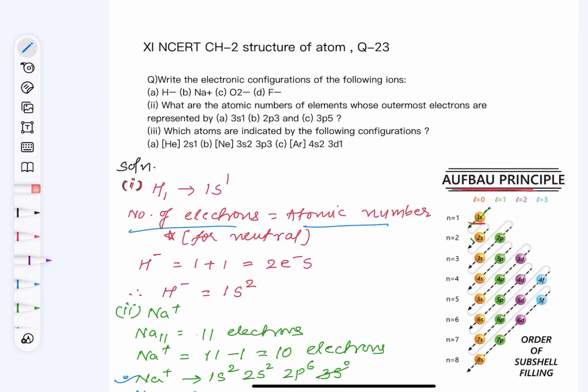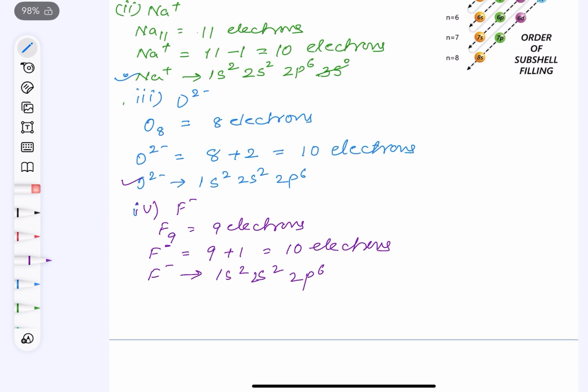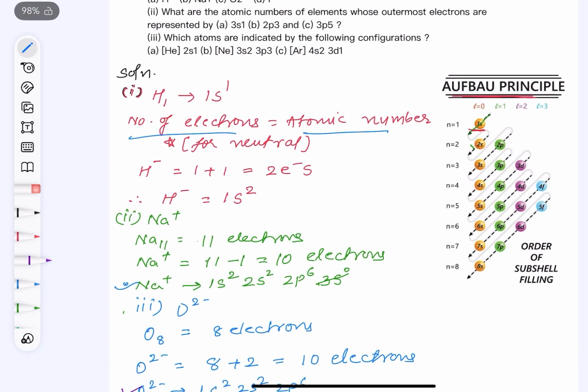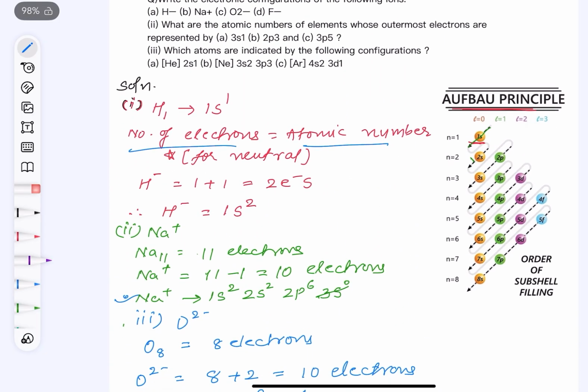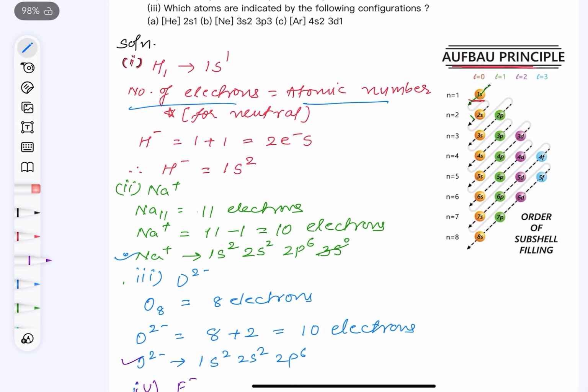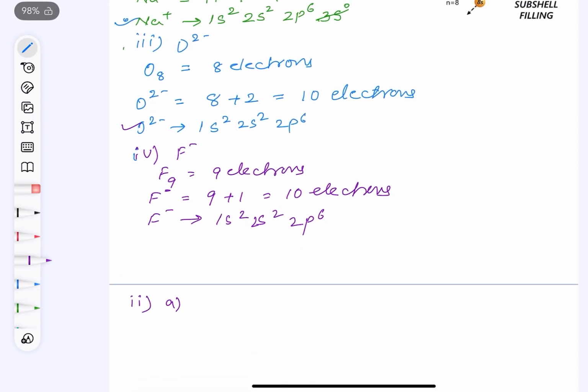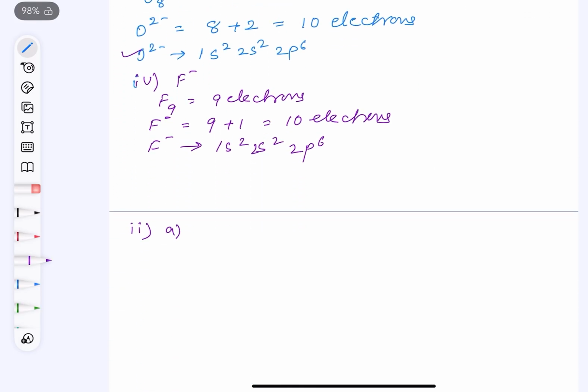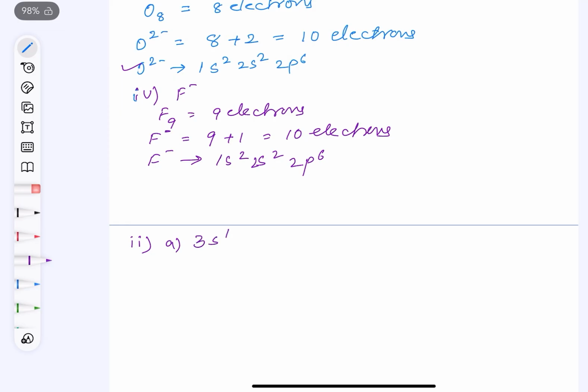Now the next question is: what are the atomic numbers of the elements whose outermost electrons are represented by 3s1? In the second part, the first question is about outermost shell electronic configurations: 3s1, 2p3 and 3p5. Let us take the first one, 3s1. Just try to write the configuration till 3s1.